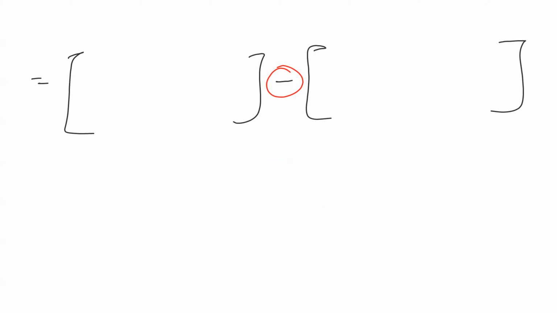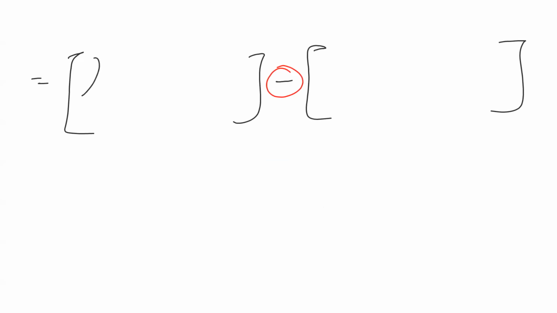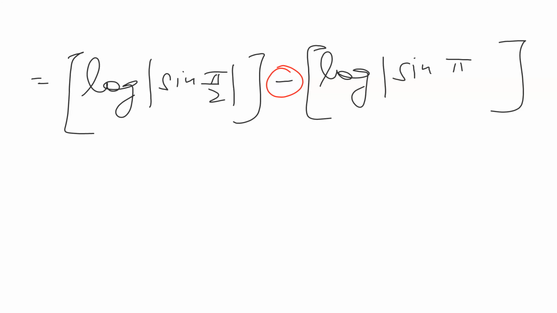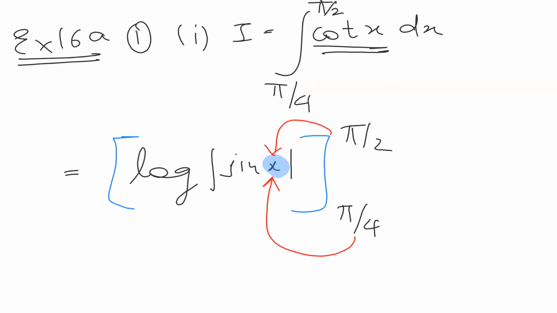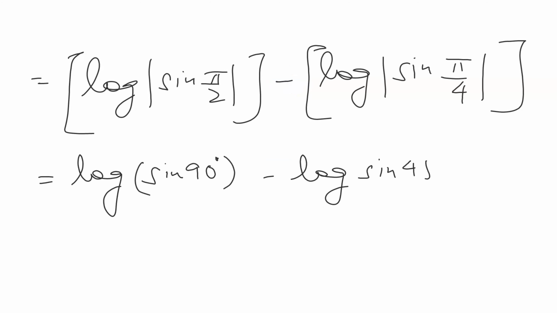So this can be written as log sin π/2 minus log sin π/4. In place of x, first I'm putting the upper limit, and next I'm putting the lower limit. Fine. So this is log sin 90 degrees minus log sin 45 degrees. Okay, π/2 is 90 and π/4 is 45.